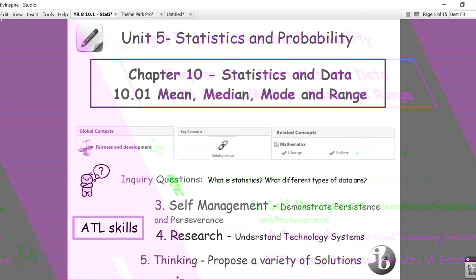Right, so today we're going to be covering statistics and data. This is our first chapter. We're going to review the mean, the median, the mode, and the range. And then we're going to do some exercises regarding this.